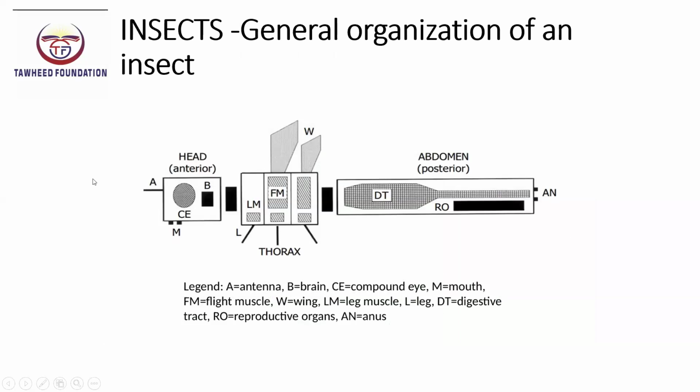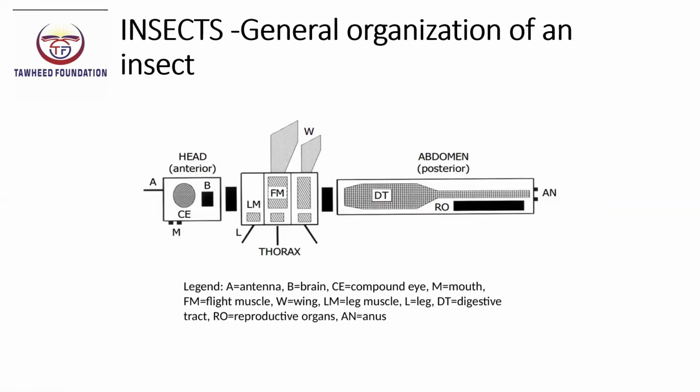Insect. You can refer to this image, where everything is given, what derives what. A is antenna, B is brain, then compound eye, mouth, flight muscle, wing, leg muscle, leg, digestive tract, and reproductive organs, and last is the anus.